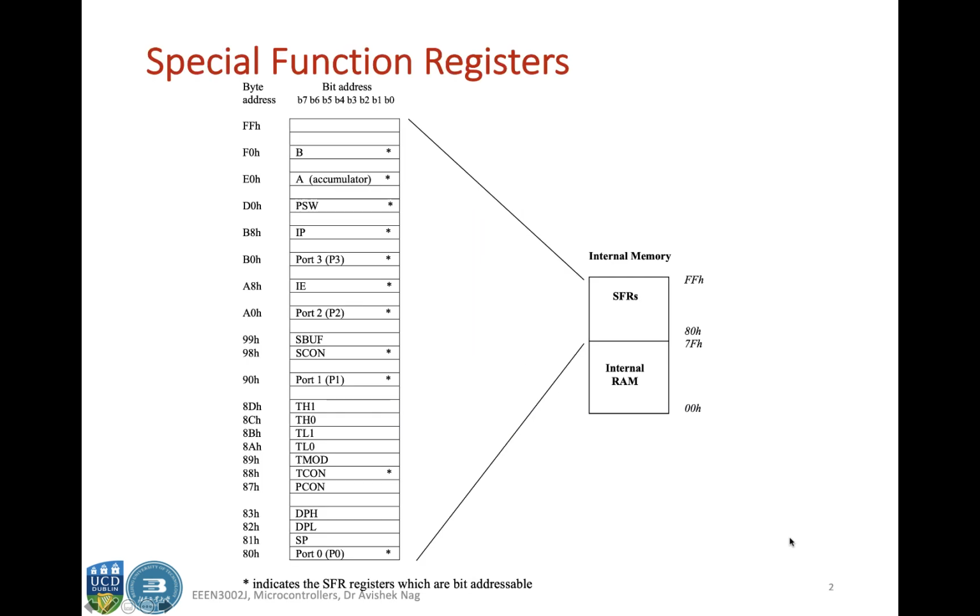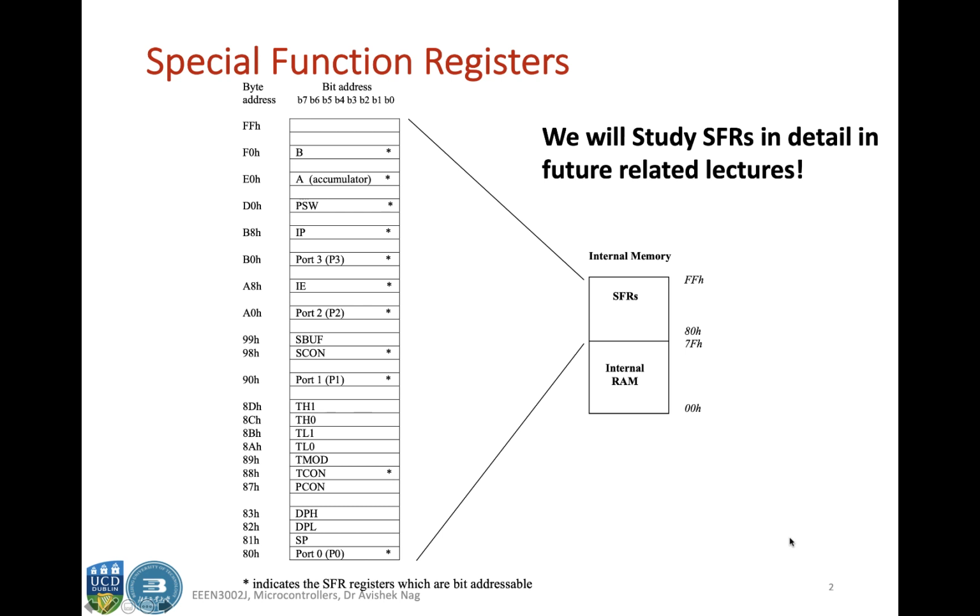So today we will start with one of the special function registers. In your last lecture, if you recall, we mentioned that we will study the special function registers in detail while we go through the related lectures in future. So today we will study one of the special function registers, which is called PSW, or program status word. Okay, so let's see what is the functionality of PSW.